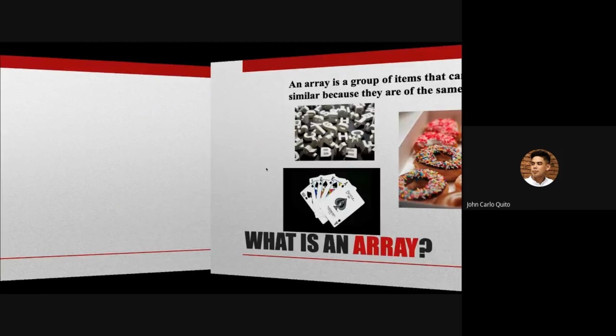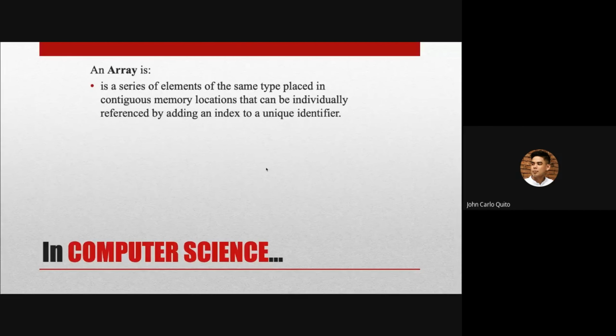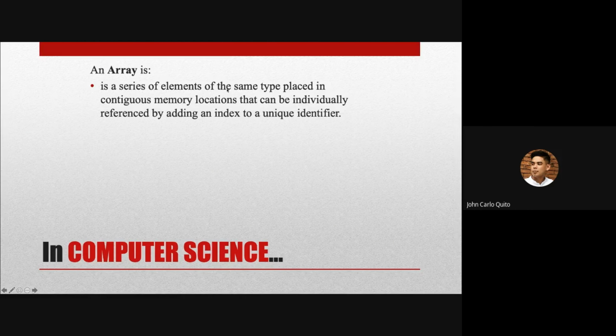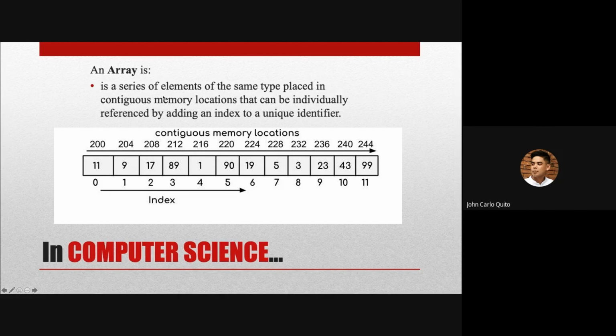Okay, in computer science, what is an array? An array in computer science is a series of elements of the same type placed in contiguous memory locations that can be individually referenced by adding an index to a unique identifier. So maybe it doesn't make any sense to you right now, but as we go along, do not worry, you will understand the definition being given here for the array. So it is a series of elements of the same type, okay, similar type, placed in contiguous memory locations. When we say contiguous memory locations, this talks about the placement of the data inside your RAM.